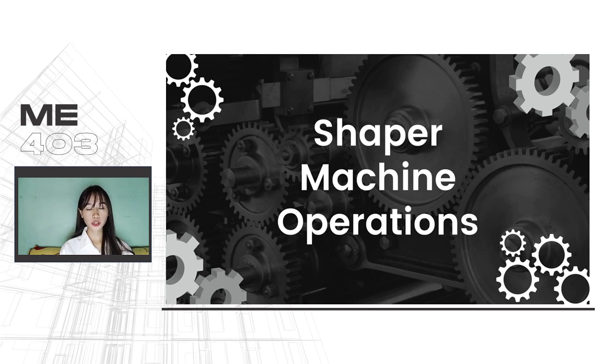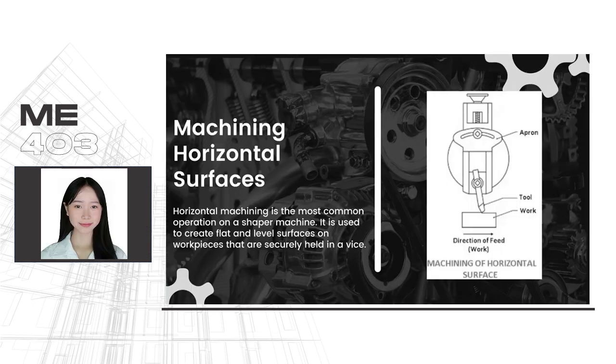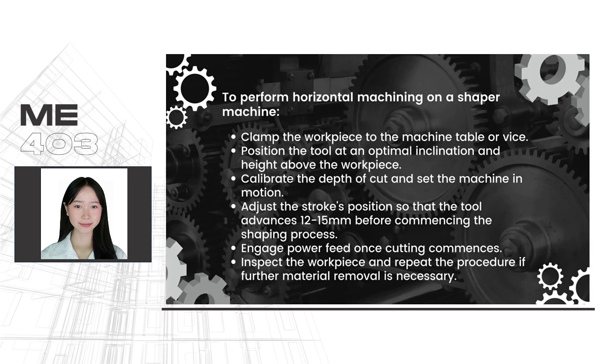There are also different shaper machine operations. These operations control various surfaces like horizontal, vertical, angular, and irregular surfaces. Machining horizontal surfaces creates flat and leveled surfaces that are held in a vise. To perform horizontal machining on a shaper, first, clamp the workpiece to the machine table or vise. Second, position the tool at an optimal inclination and height above the workpiece. Third, calibrate the depth of cut and set the machine in motion.